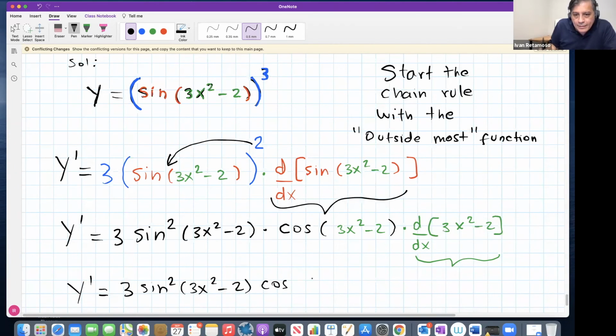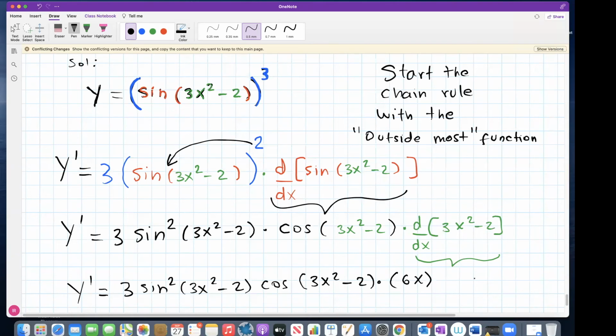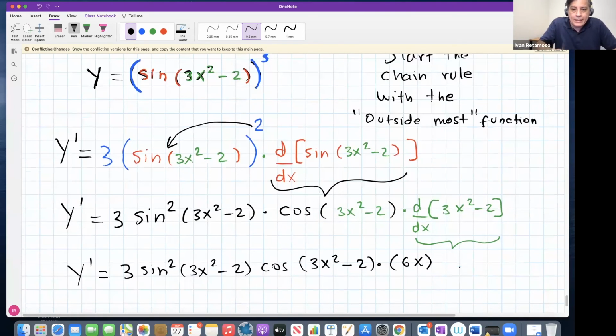Cosine of 3x squared minus 2 times this. The derivative of 3x squared minus 2. What is that? Well, the derivative of 3x squared is 2 coming down multiplying 3, which is just 6x, right? And the derivative of minus 2 is nothing, 0. Excellent, Gonka. Very good, right? So this should be it after all this work.